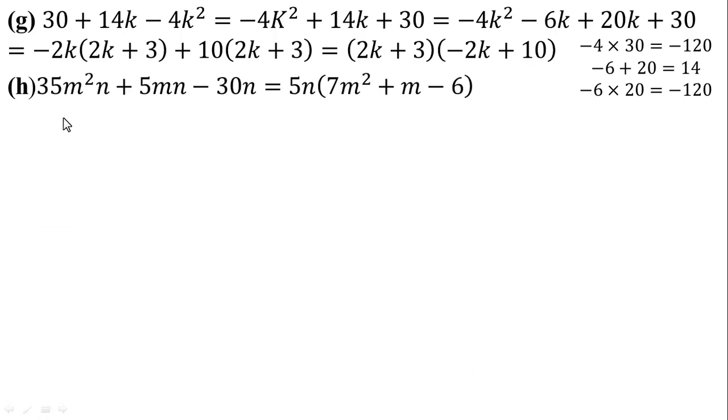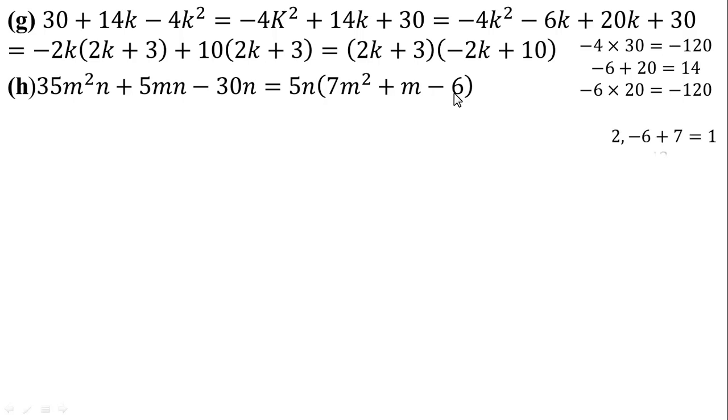In last part, H part, 35m²n plus 5mn minus 30n. In each term, n is common and each term is divisible by 5. Now, first of all, taking 5n common, then 5 sevens are 35m² plus 5 ones are 5, remaining values m minus 5 6s are 30 minus 6.